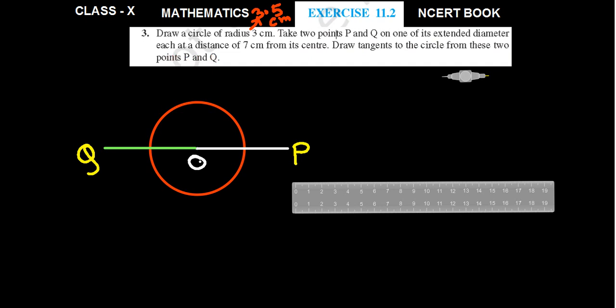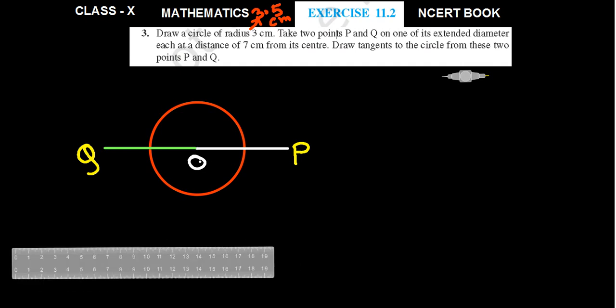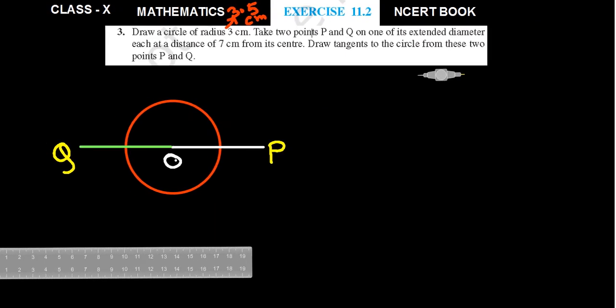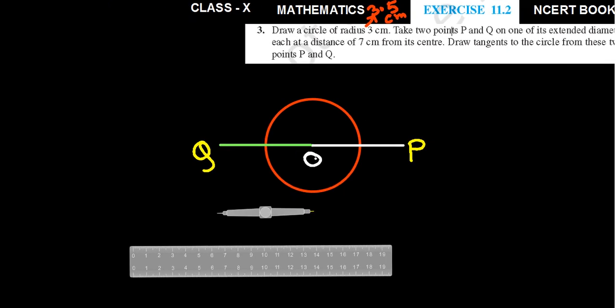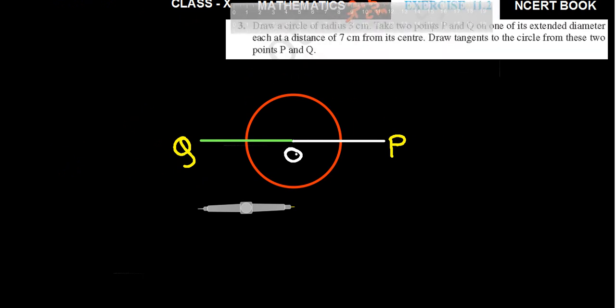So now the next thing is to draw tangents. We have to draw tangents from P and Q. So we will use this compass. Now look here, we put the scale at the top. Now we don't require it.